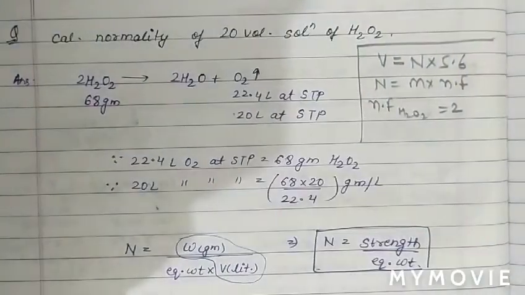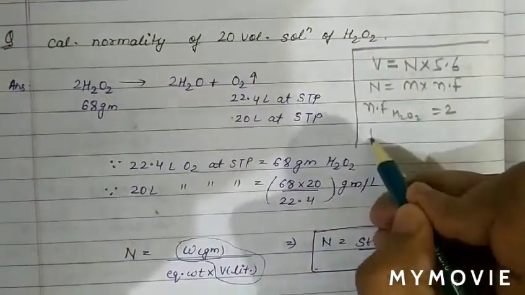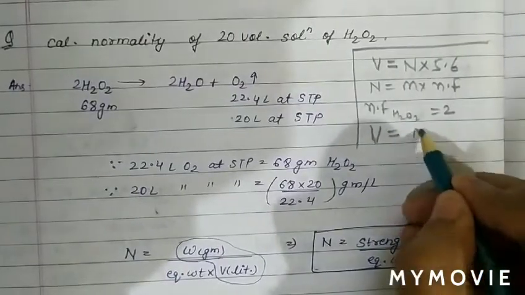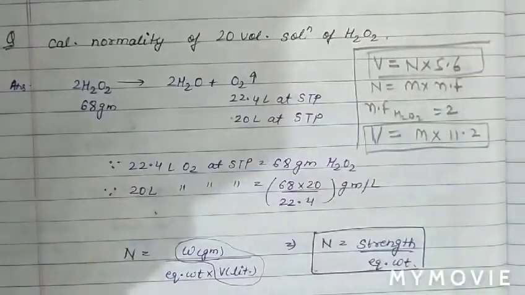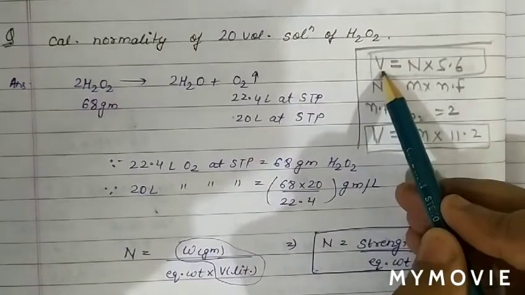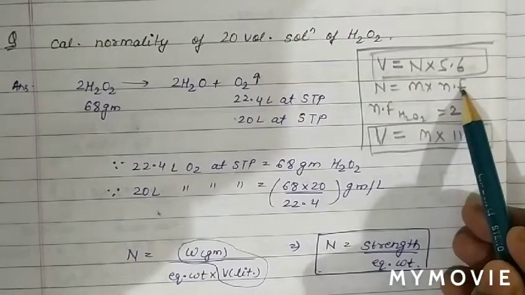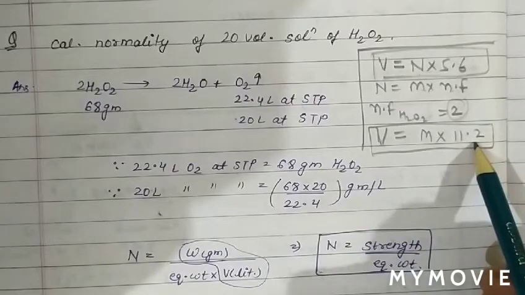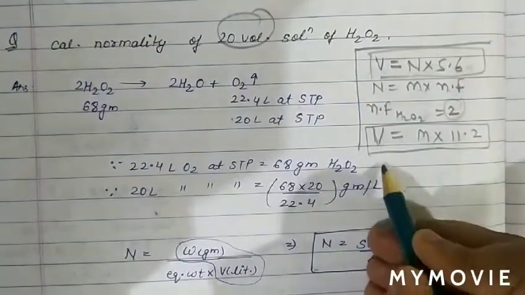So when we put n factor 2, we can change this formula into terms of molarity: volume strength is normality into 5.6, normality is molarity into n factor, the n factor is 2, so volume strength is molarity into 11.2. If normality is given, then volume strength is normality into 5.6. In the given question, what is given? 20 volume. So volume is given.